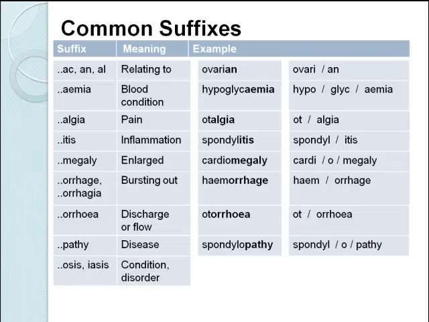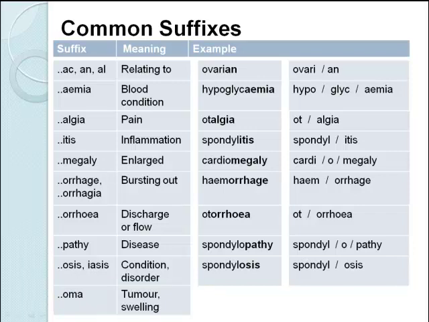Osis and iasis means condition or disorder. So spondylosis, let's break it down. Spondyle, which we now know means vertebrae, and osis is our ending, meaning a condition or a disorder. So spondylosis would be a disorder of the vertebrae.